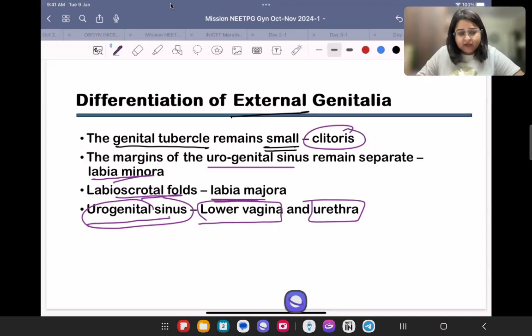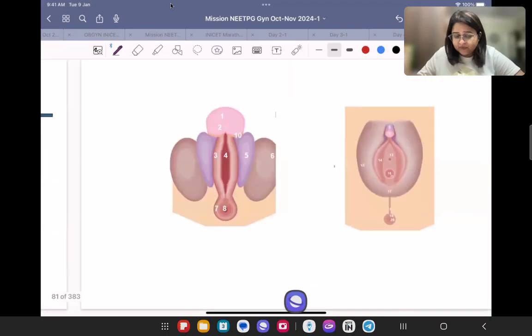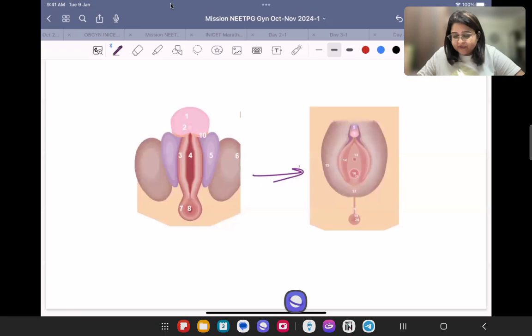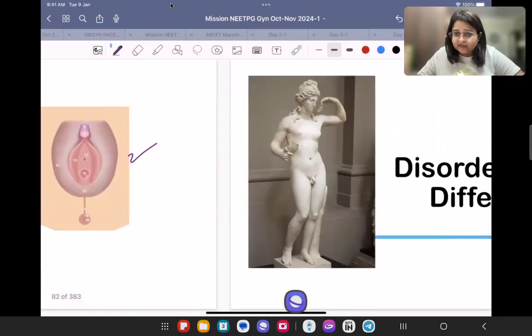Upper vagina comes from the Mullerian duct. Lower vagina comes from the urogenital sinus. Okay? And then both of them fuse. If they don't fuse, that results in a transverse vaginal septum. Okay? So this is what happens in the female. So the default path is the female. If there's no testosterone, it's going to look like a female external genitalia.